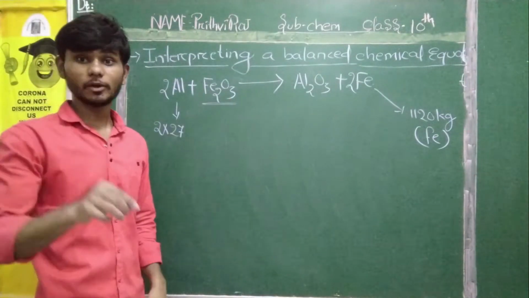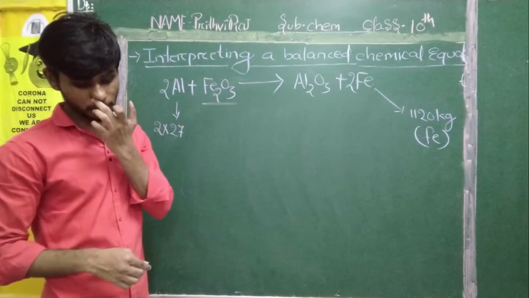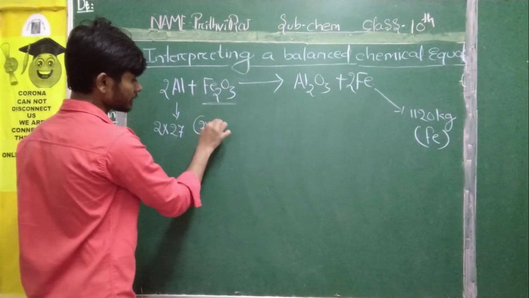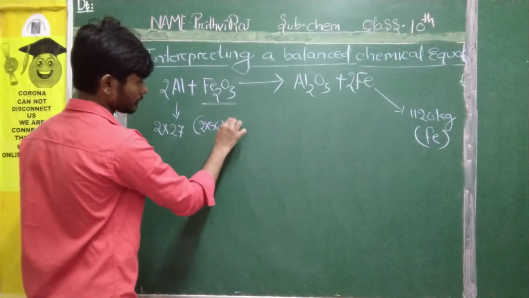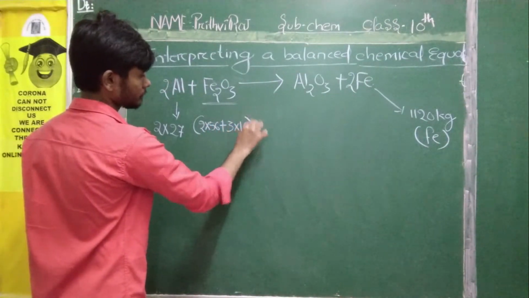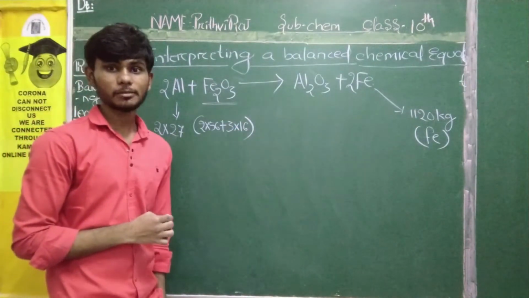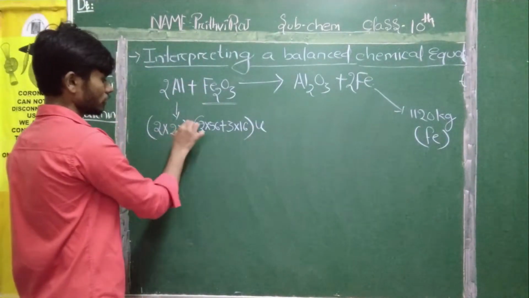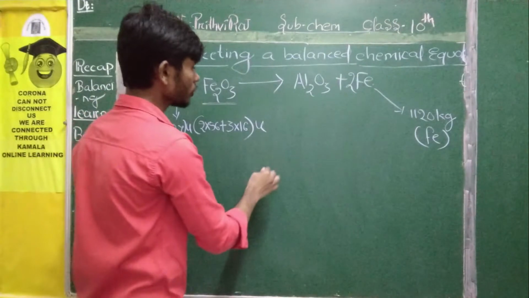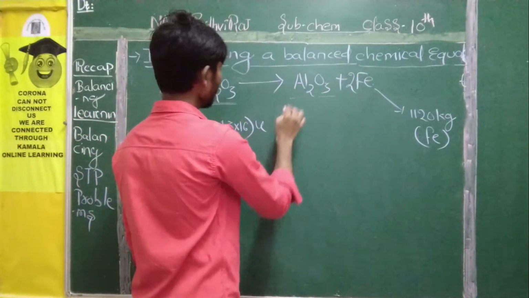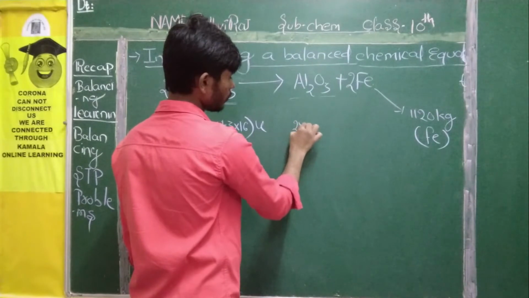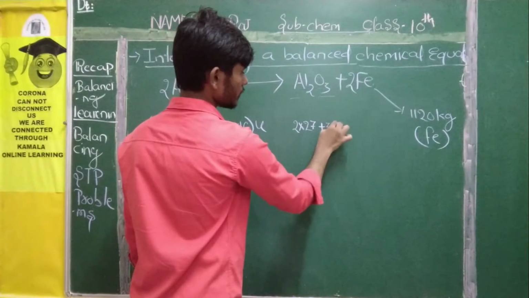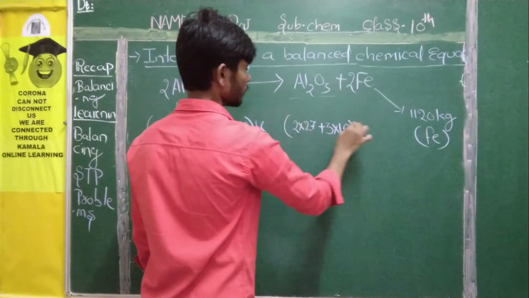Here Fe2O3: 2 iron plus 3 oxygens are combined making Fe2O3. So what will be their combined mass? 2 into 56 plus 3 into 16. The unit is U, which means unified mass. Then Al2O3. What is Al2O3? Al2 means 27, so 2 into 27 plus O3, 3 into 16 U.